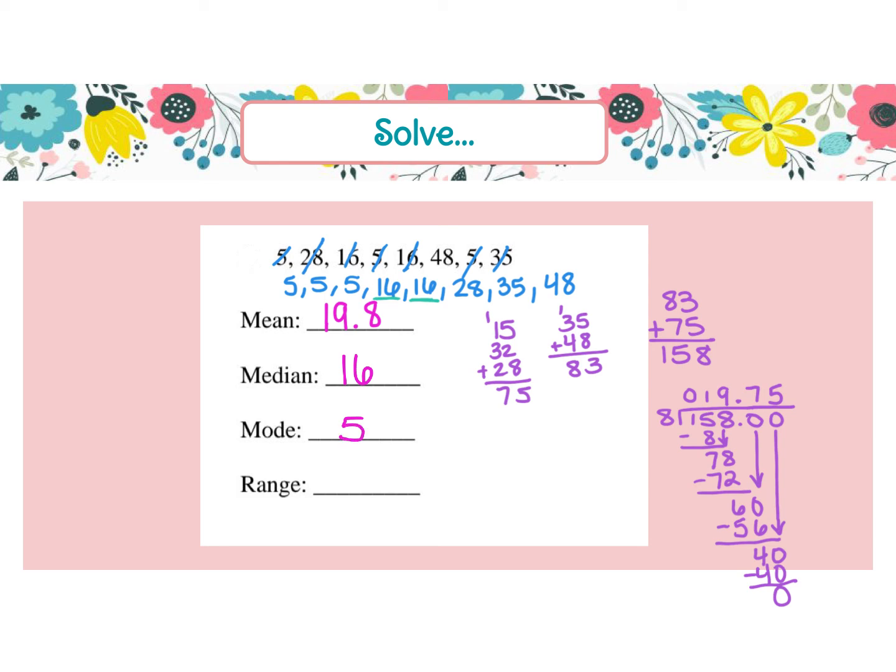And last, we'll solve for the range. I will subtract my smallest value from my largest value, and we get 43. So our range is 43.